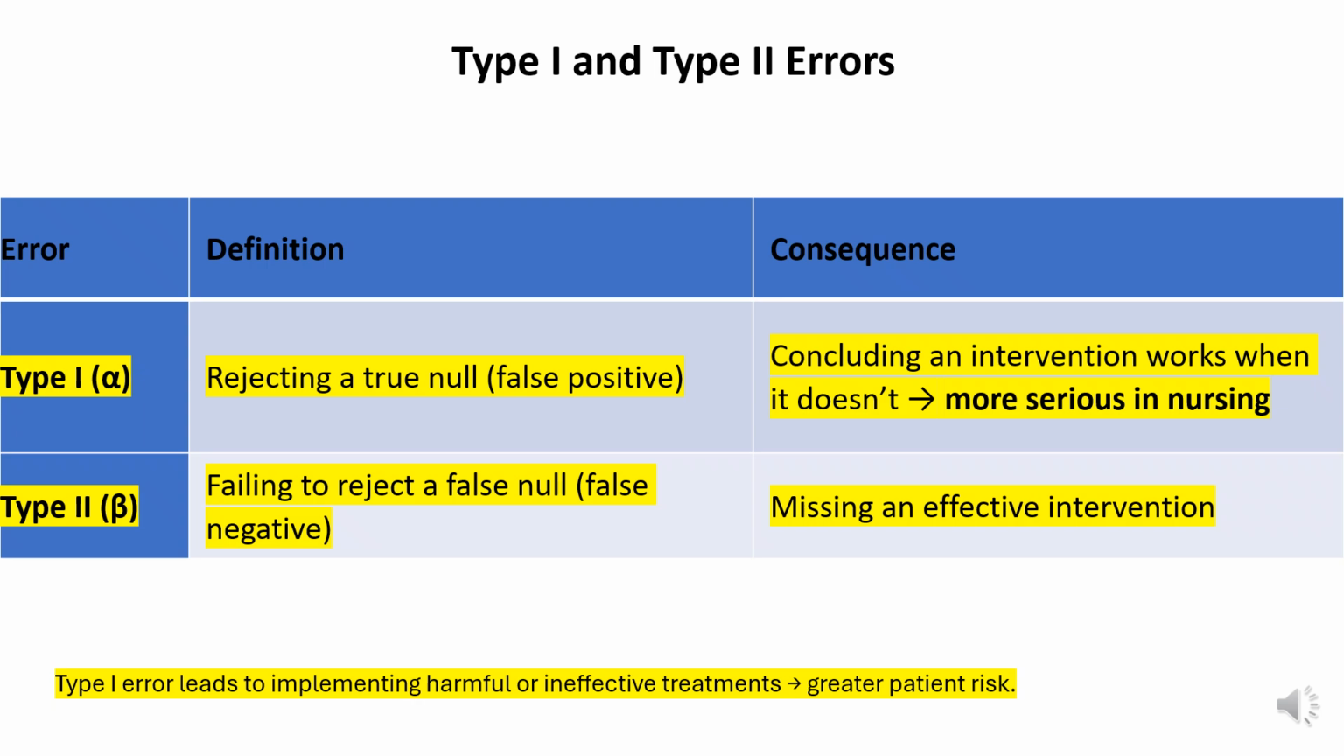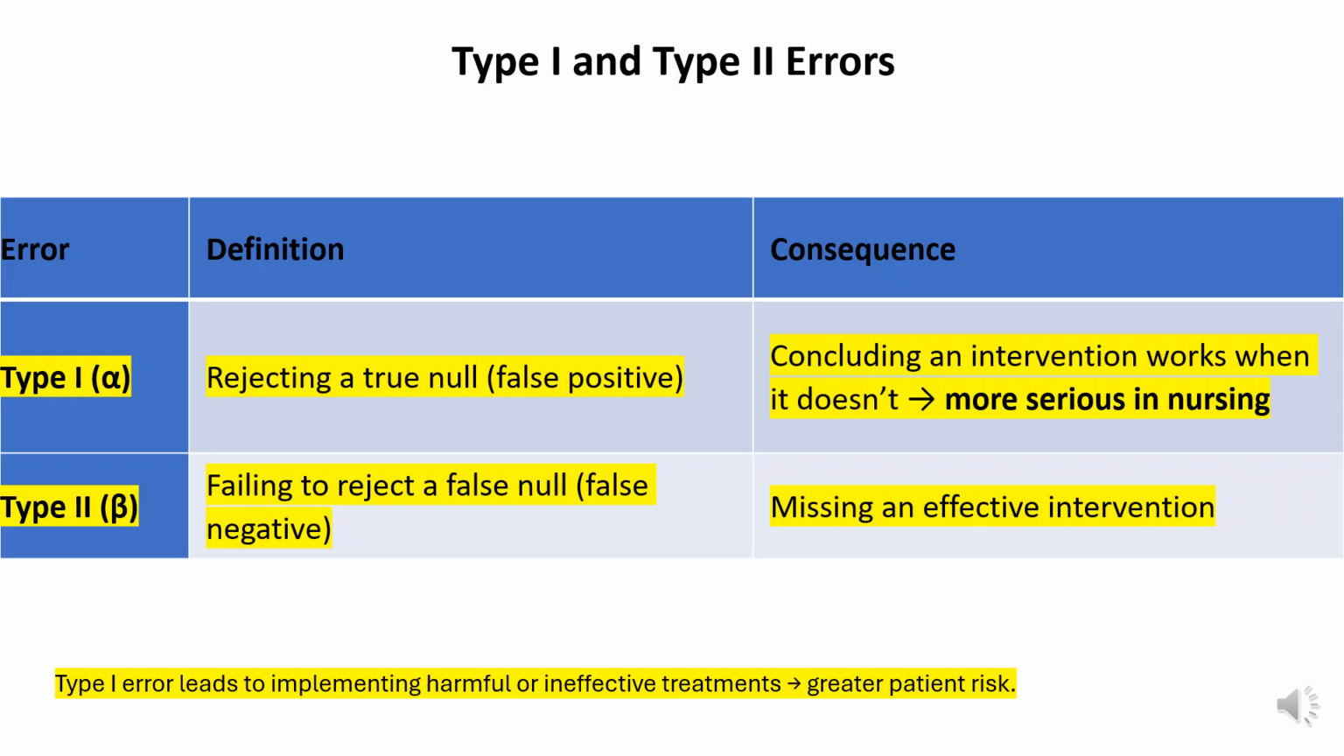A Type 2 error, beta, occurs when a researcher fails to reject a null hypothesis that is actually false, a false negative. Here, the consequence is missing an effective intervention, which means patients may be denied a beneficial treatment.